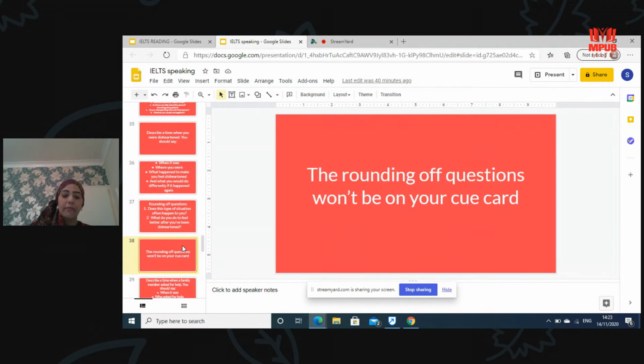The rounding off questions won't be on your cue card. The reason why I keep bringing this to your attention is that when I've put it together, you might get confused and think that they come together on the cue card. Actually, the cue card will have your task and the questions to do with the task, and then the rounding off questions would come through after you've completed the task.